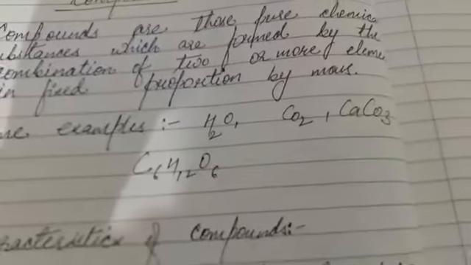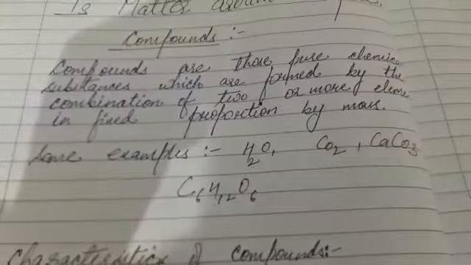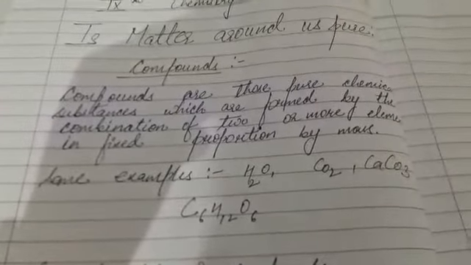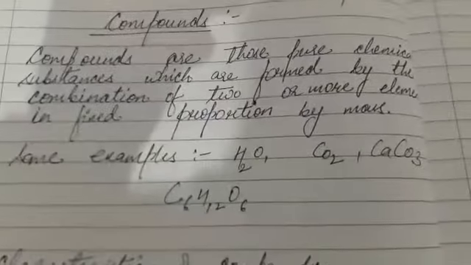Some of the examples of compounds are given here, that is water, carbon dioxide, calcium carbonate and glucose. Formula of calcium carbonate: CaCO3. Glucose: C6H12O6.